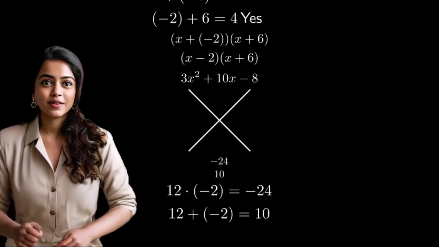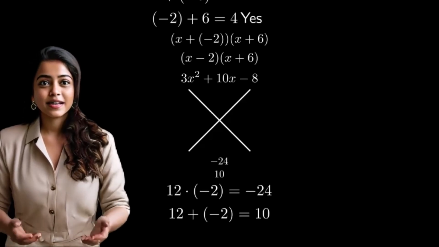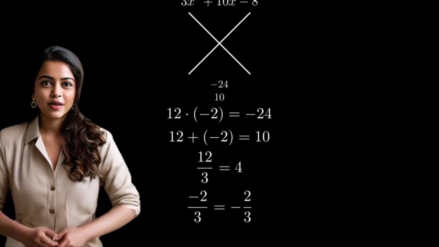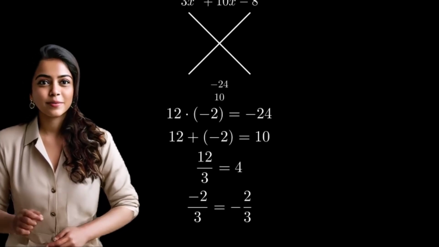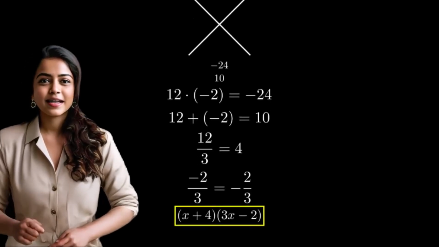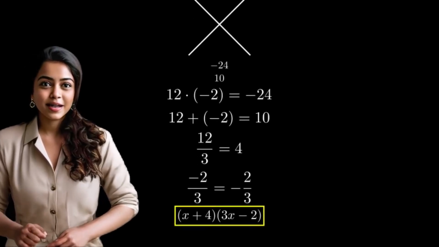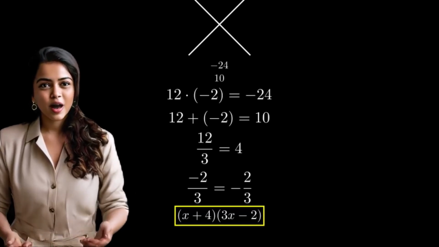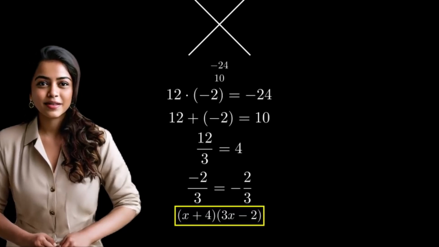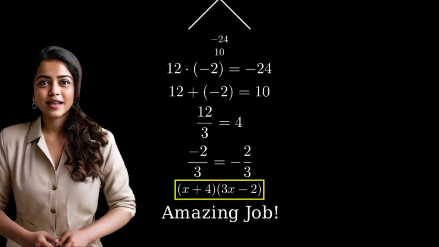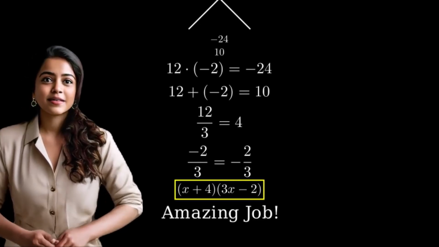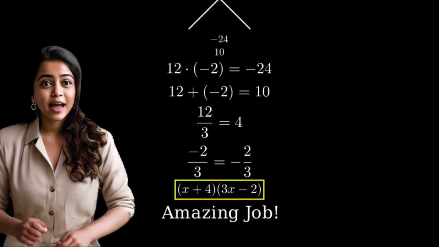Next, divide each number by the leading coefficient, 3. 12 divided by 3 is 4, and minus 2 divided by 3 is minus 2/3. Finally, write your factors. The first factor is x plus 4, and the second factor is 3x minus 2. Therefore, 3x squared plus 10x minus 8 factors to x plus 4 times 3x minus 2. And that's how to factor any quadratic expression using the magic x method. This method will work for any quadratic, no guessing required.